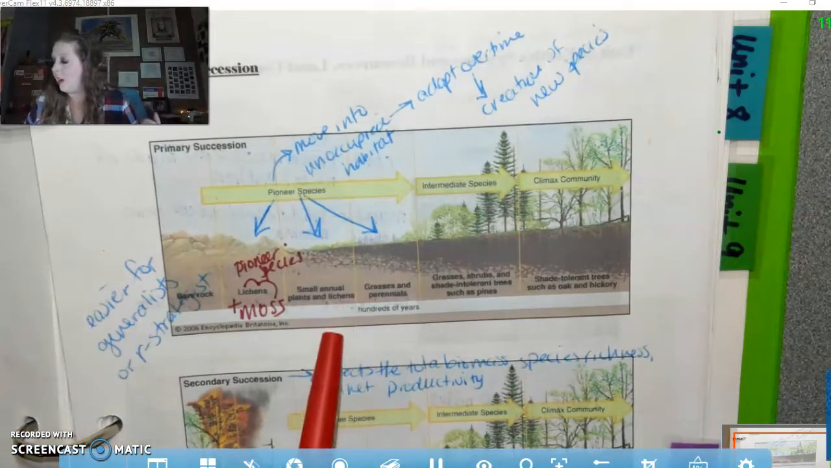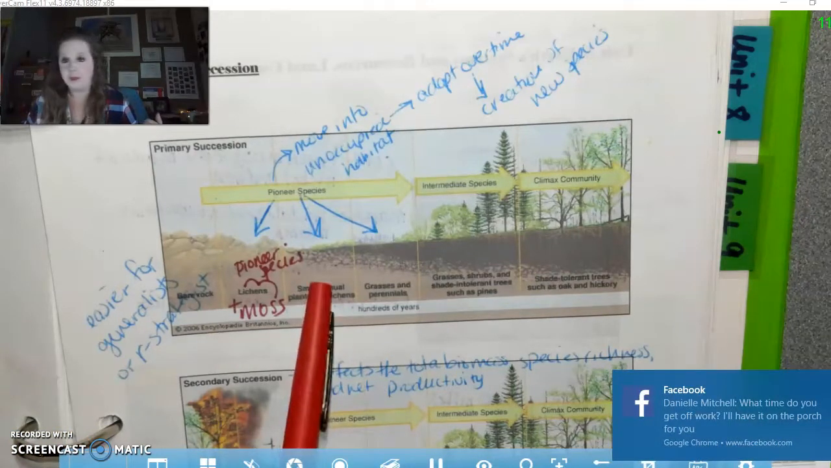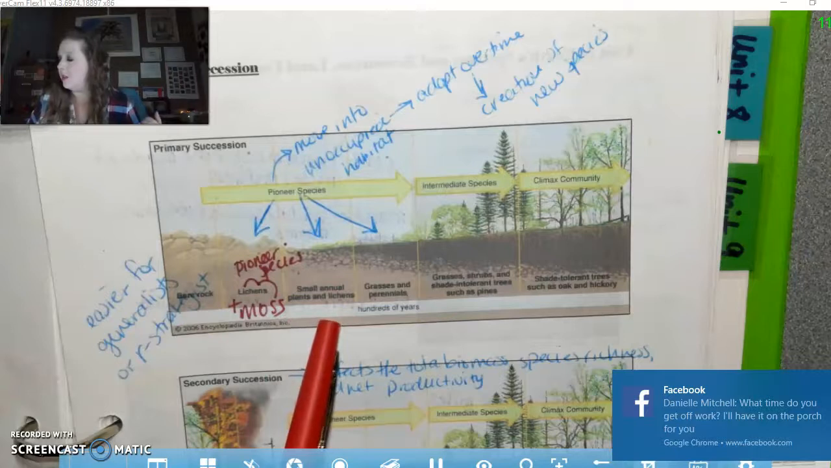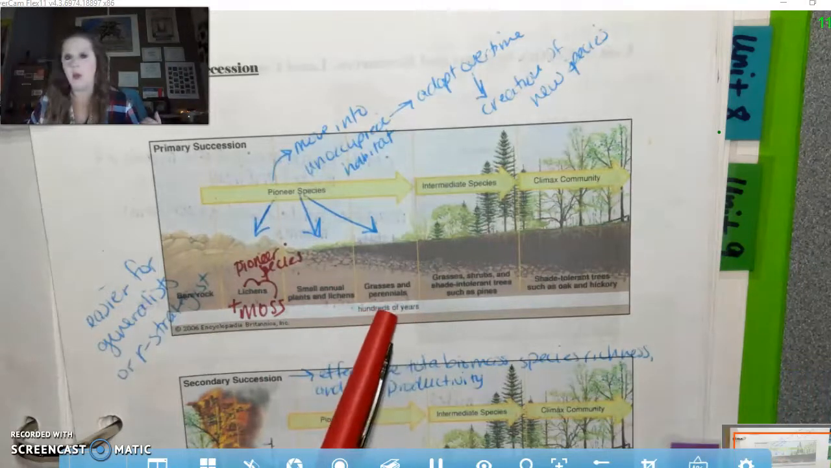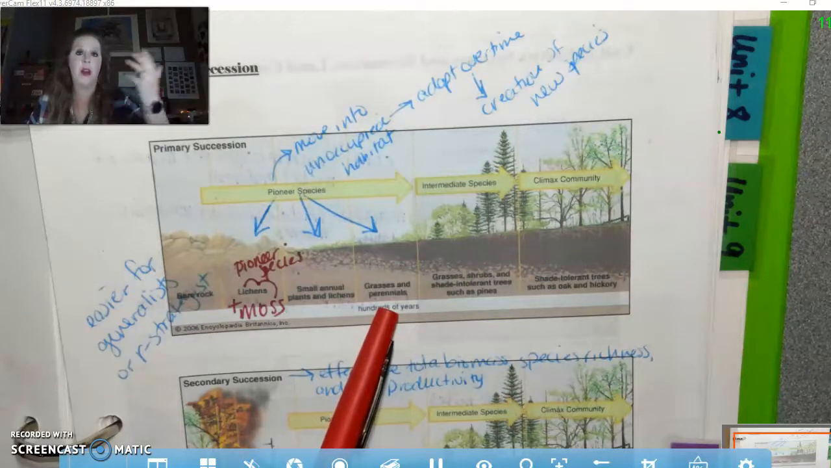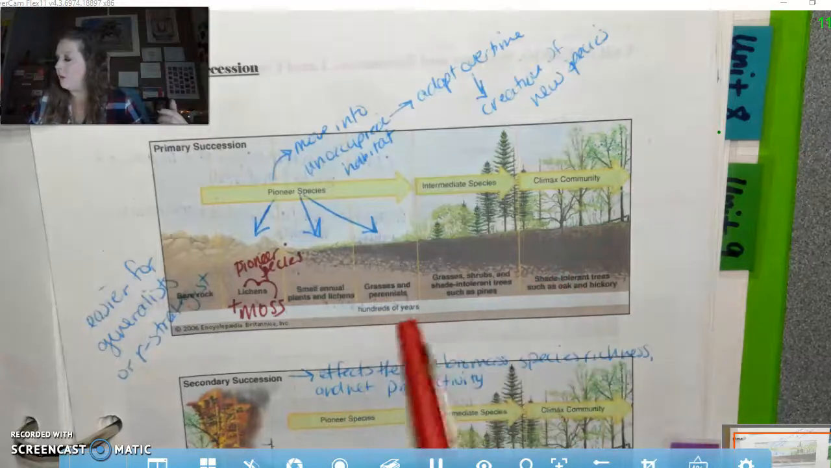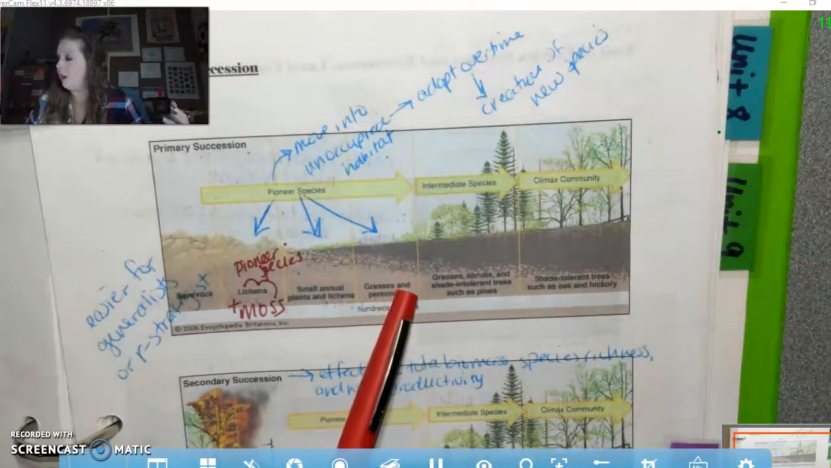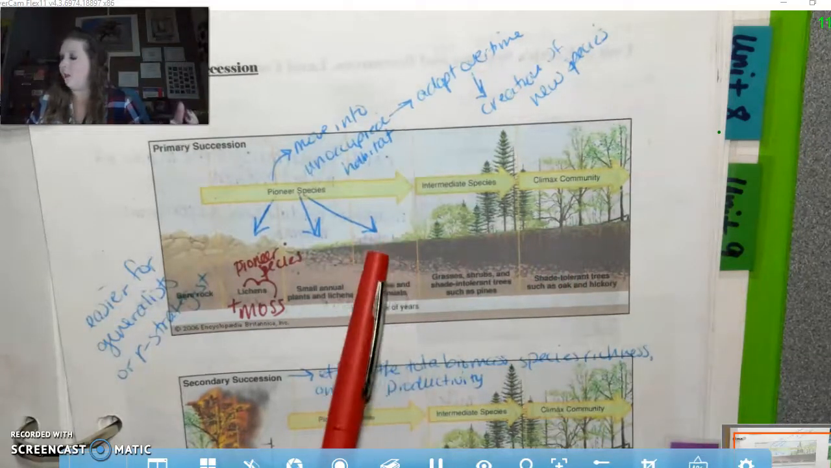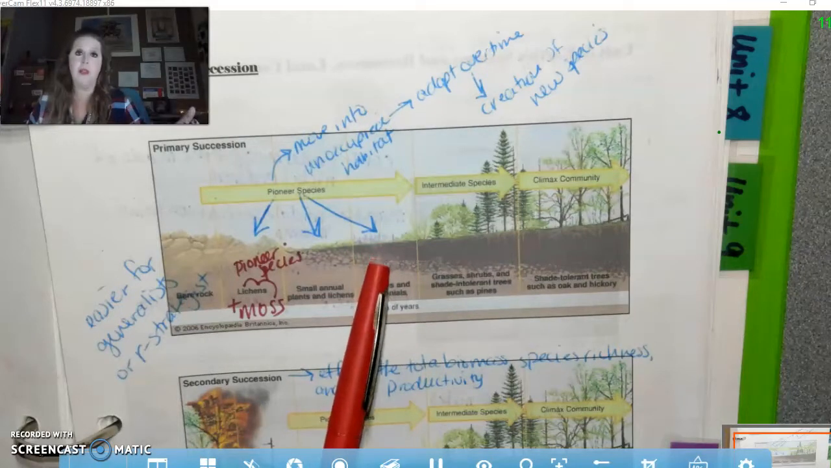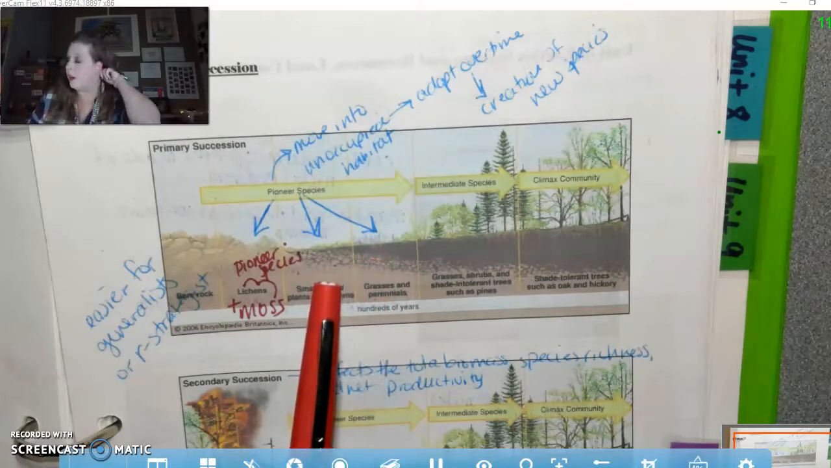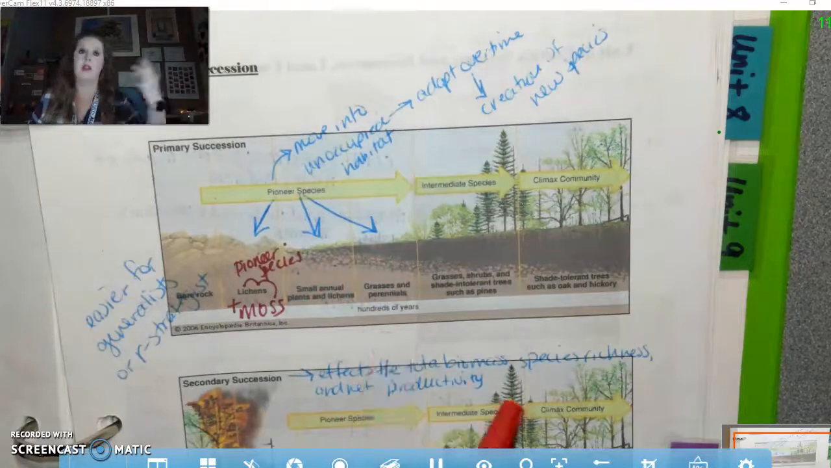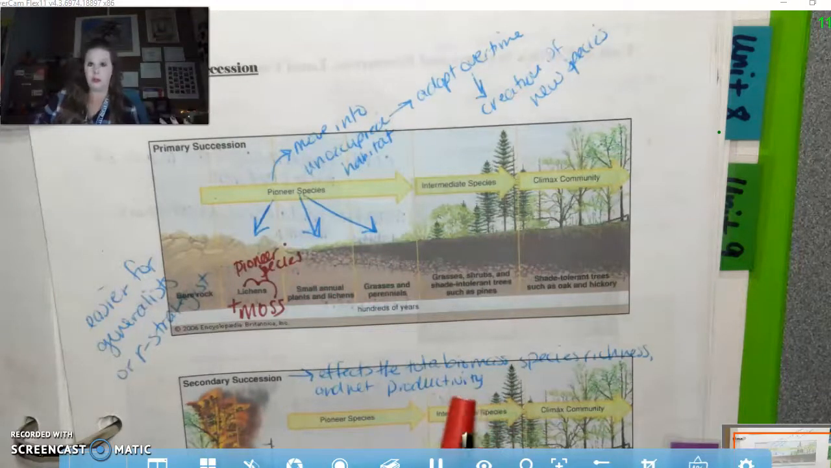So after we have our small annual plants and lichens, we then move into grasses and perennials. So perennials are going to be things that come back every year. In this area right here, we'll probably have some small mammals start to move in. So that's going to create, through their droppings and their death and decay, more fertile soil.